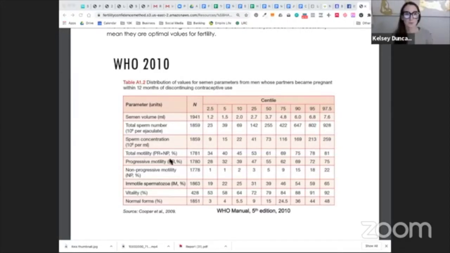The progressive forward motility, 55. So yeah, I like 60. I like that motility to be above 60.